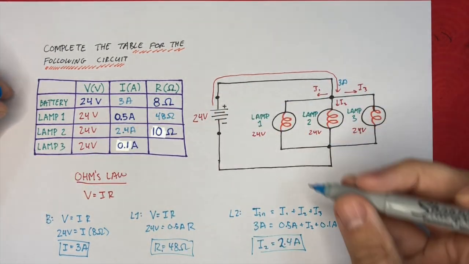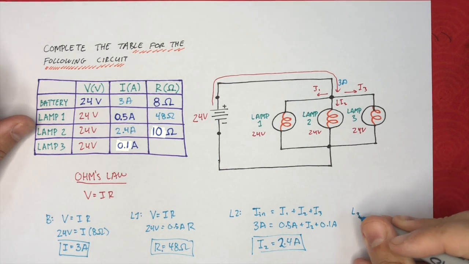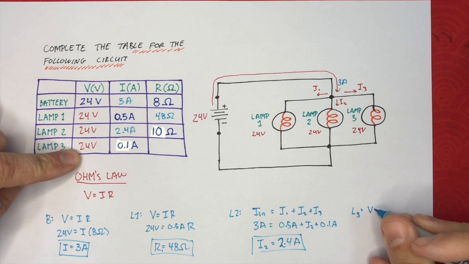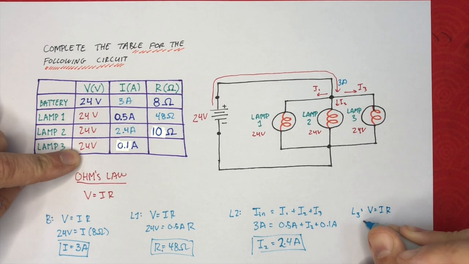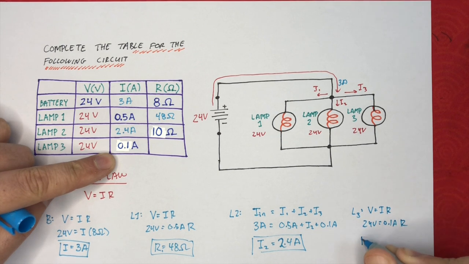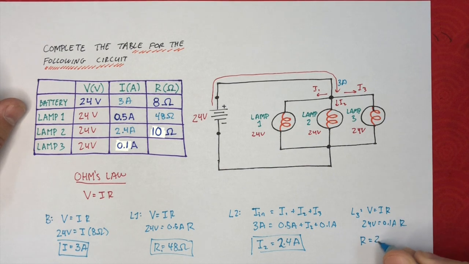And finally, for lamp number 3, we can use Ohm's law right here. V equals IR. The voltage is 24 volts. The current is 0.1 amps. And the resistance is the unknown. Put that in a calculator. We can see that the resistance is going to be a whopping 240 ohms.